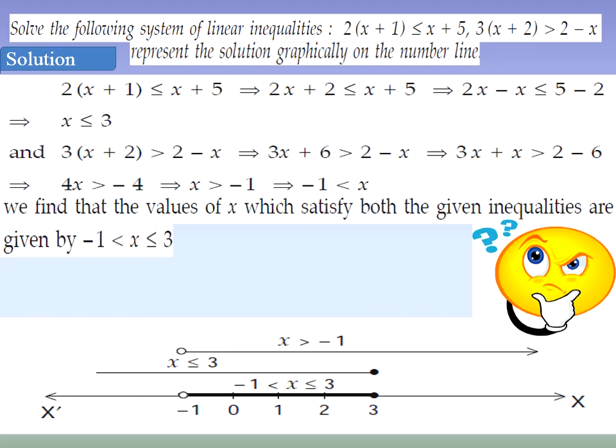So children, think: x is less than or equal to 3 and x is greater than minus 1. So the value of x lies between minus 1 and 3, or you can say open interval minus 1 to close interval 3. Now if I want to plot the solution only for x less than or equal to 3, we can start from minus infinity to plus 3. Check at 3, a dark circle is present.